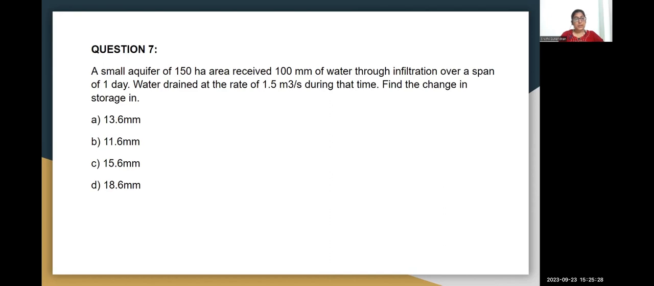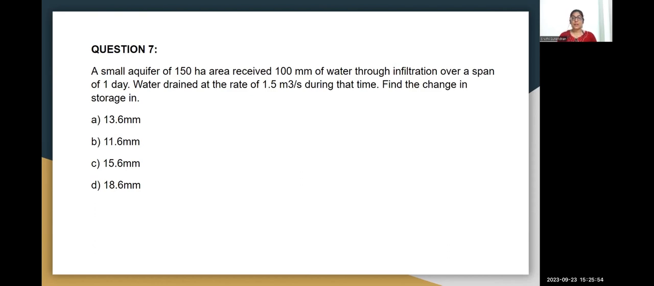It's a simple numerical. A small aquifer having an area of 150 hectares is receiving 100 mm of water through infiltration over a span of 1 day. The water is drained at the rate of 1.5 meter cube per second during that time. Find the change in storage. This can be found using the water budget equation.